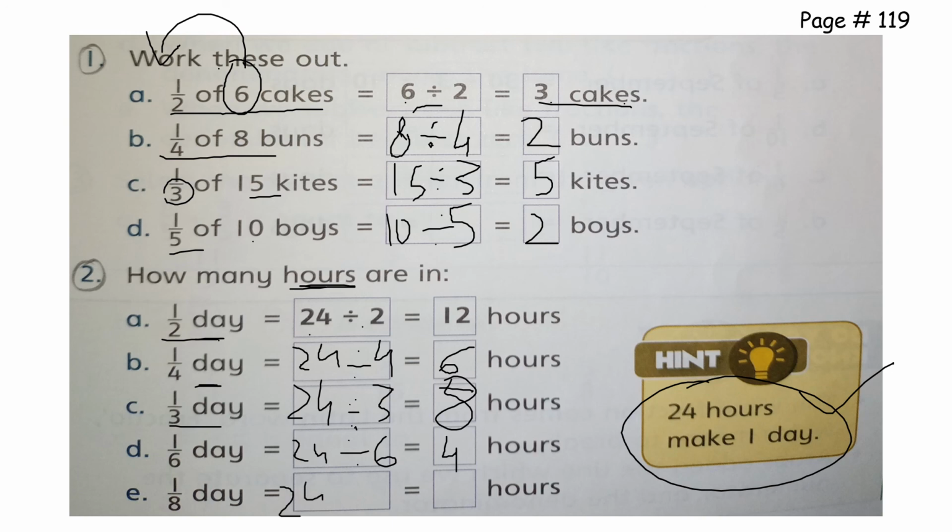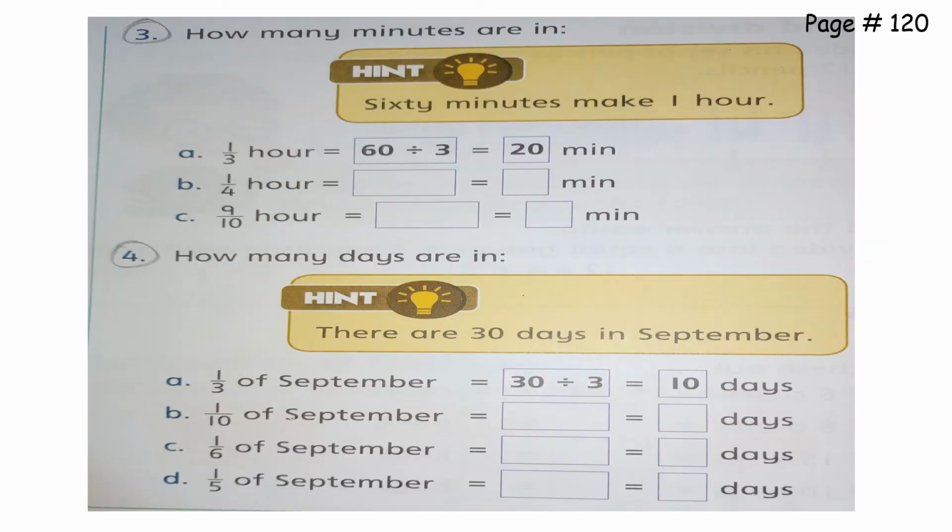Here you have to divide 24 by 8, because we have to divide into 1/8. So 8 3s are 24, so 3 hours. Now in the same way you have to do these two questions, question number 3 and question number 4 on page number 120. This is your homework.